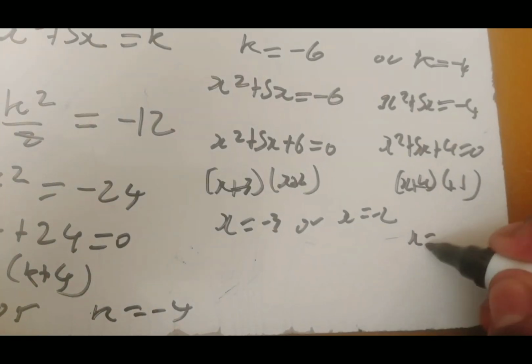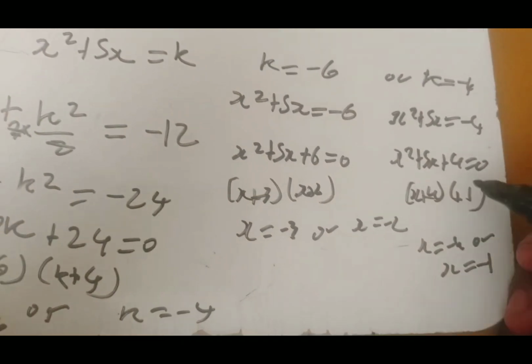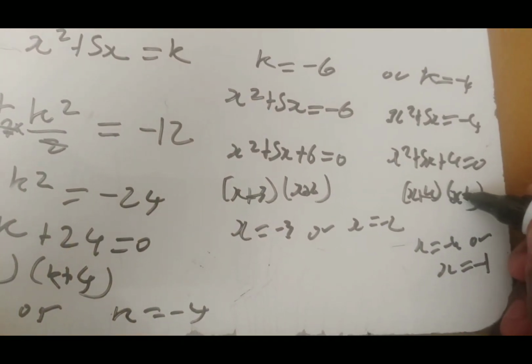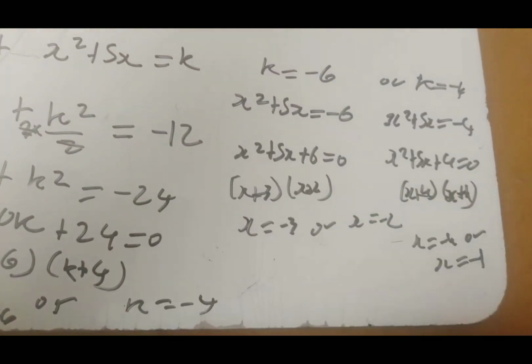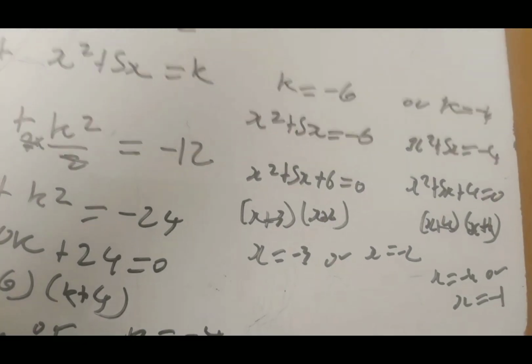So it means x is equal to negative 4 or x is equal to negative 1. So notice we've got 4 answers. All right, 4 answers. All right, let me go to another example.